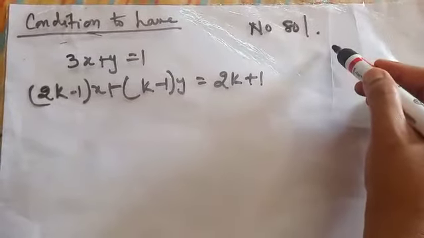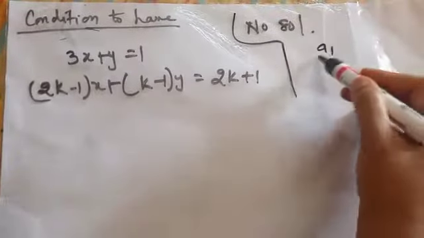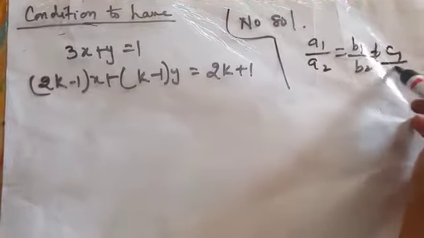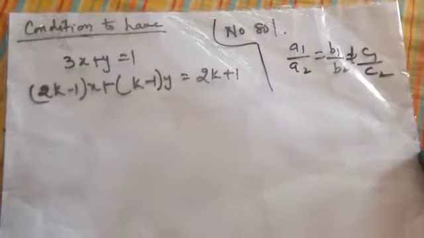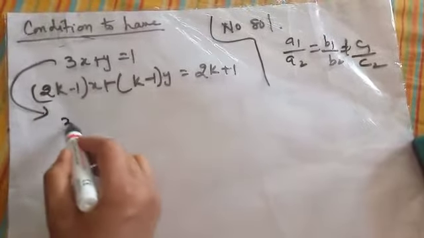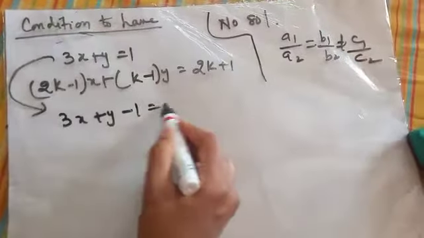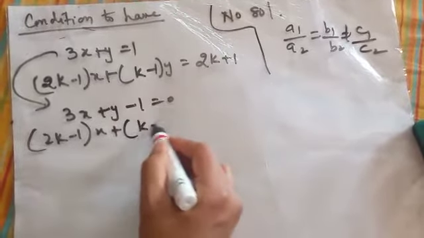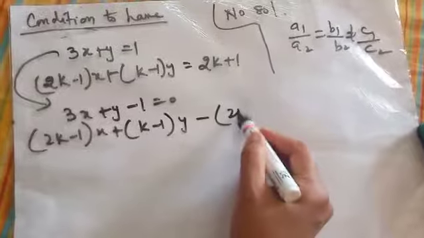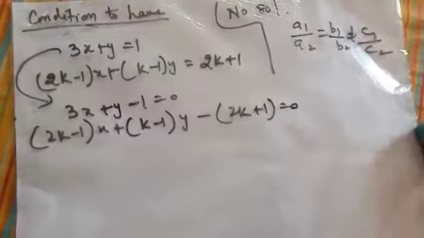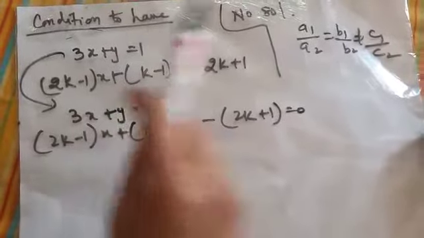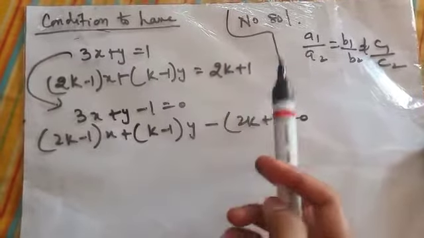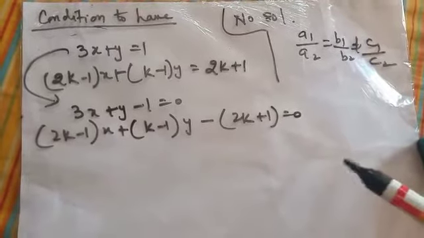Now for no solution, the condition was, so a1 by a2 is equal to b1 by b2 is not equal to c1 by c2. Once the equations are reduced to standard form. So first I will reduce it to standard form. 3x plus y minus 1 is equal to 0. And then 2k minus 1 into x plus k minus 1 into y minus 2k plus 1 is equal to 0. Although you can keep the constants, both the constants in the right hand side, because negative will cancel. But since we have made it our habit to take everything to LHS, I will do it this way only.